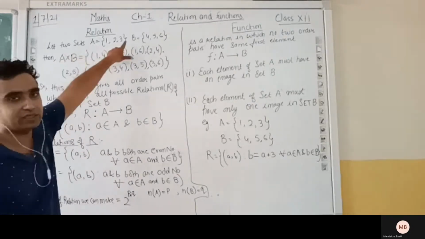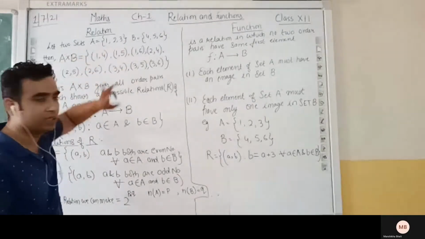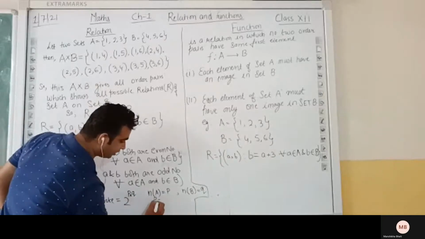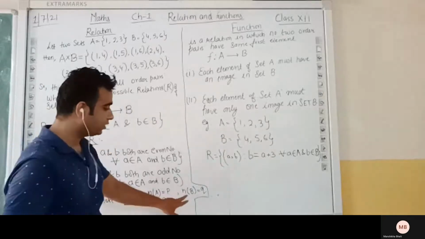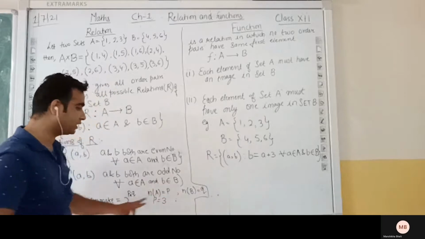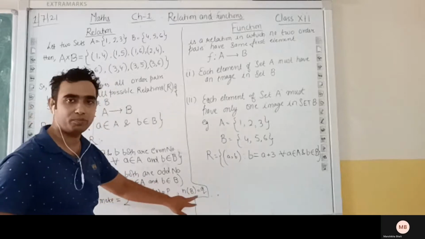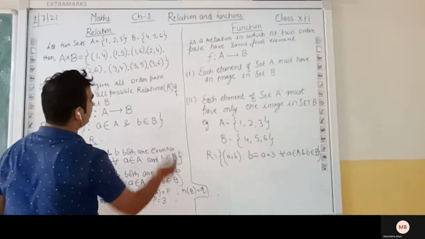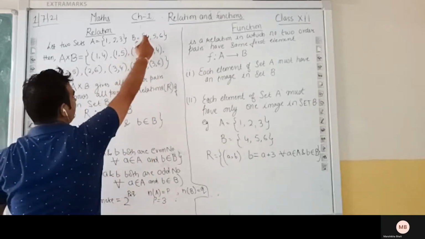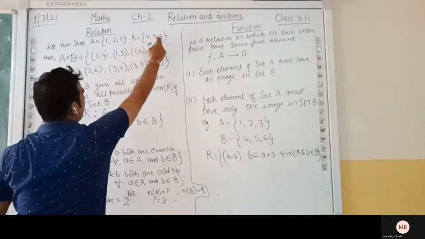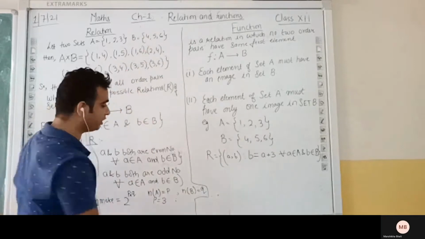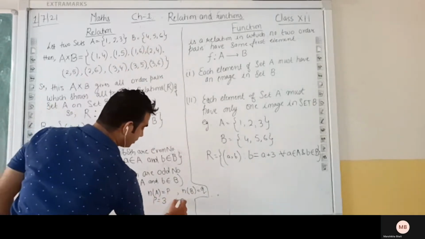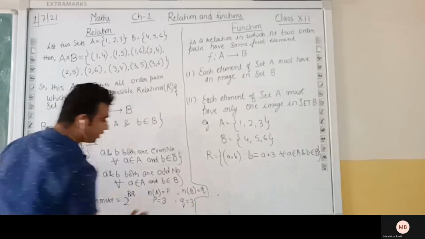The number of elements in the set A is 3: 1, 2, 3. 3 elements are there in the set A. So we can say that p is equal to 3. Now q stands for the number of elements of B. The number of elements in the set B is 1, 2, 3. Again here the set B also has 3 elements. So we can say the number of elements of B is equal to 3, that is q is equal to what? This one is also 3.